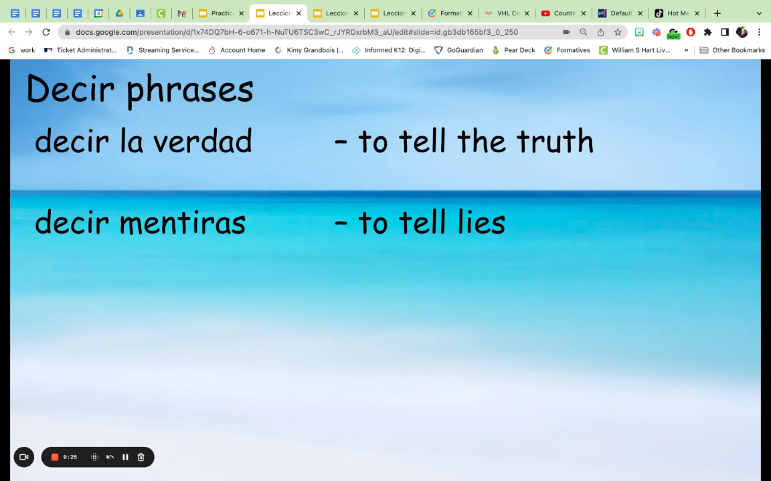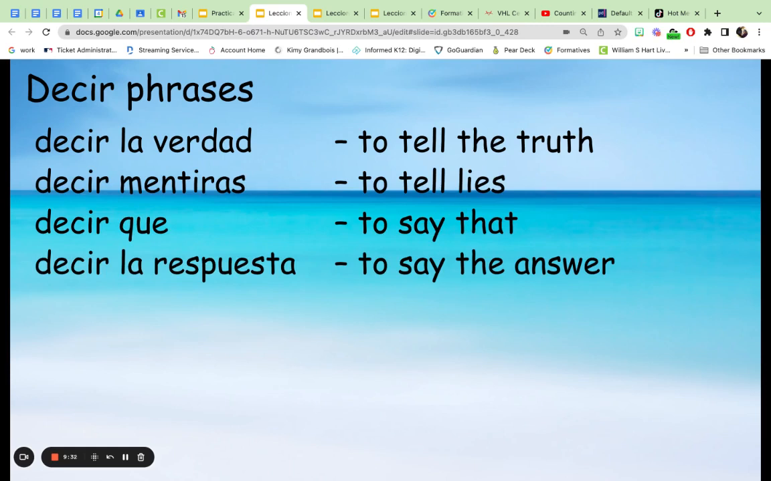Decir la verdad, to tell the truth. Decir mentiras, to tell lies. Decir que, to say that. Decir la respuesta, to say the answer.